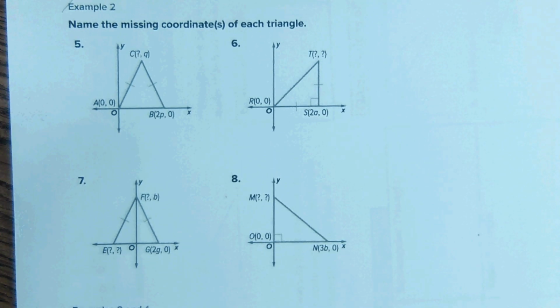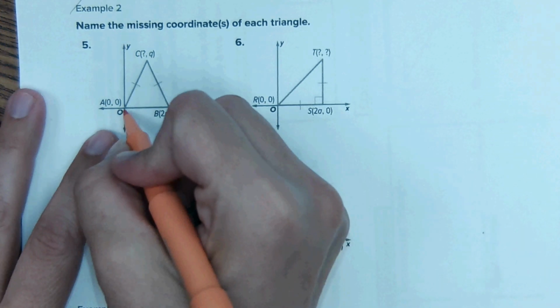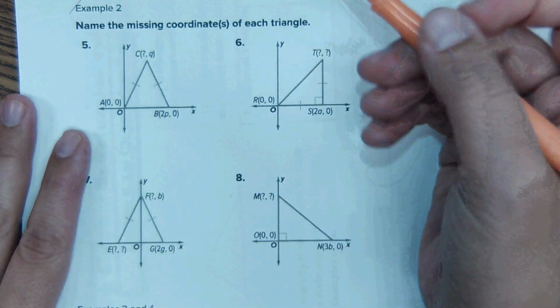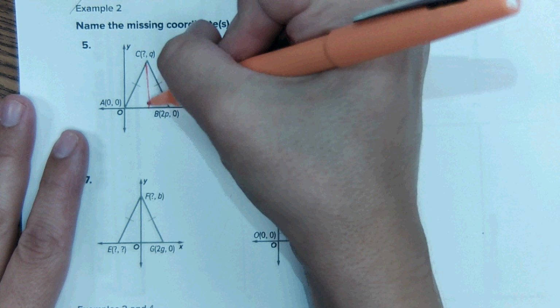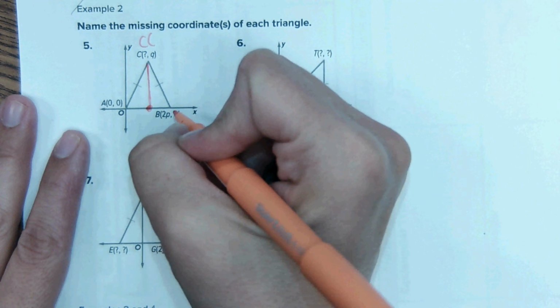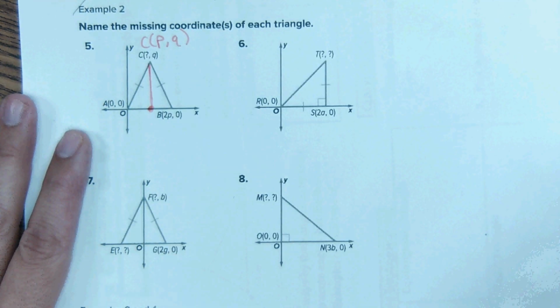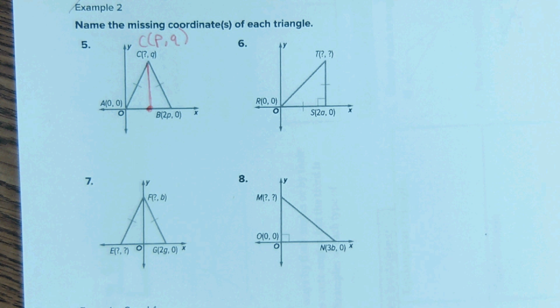Okay, and then here they've already drawn it, and then you have to figure out the missing coordinates of the triangle. So for number 5, it shows A at 0, 0, this at 2P. Remember, when you have isosceles or an equilateral, this is at like the halfway point here on the x-axis. So C would then be at half of 2P, which would be P. And then they already gave you a Q there, so you just keep that.